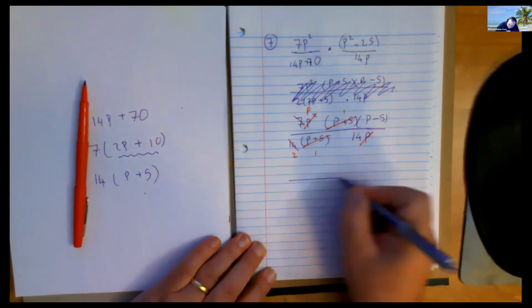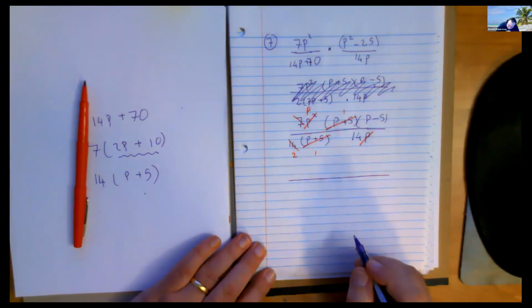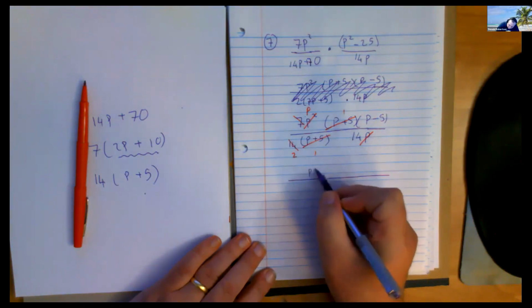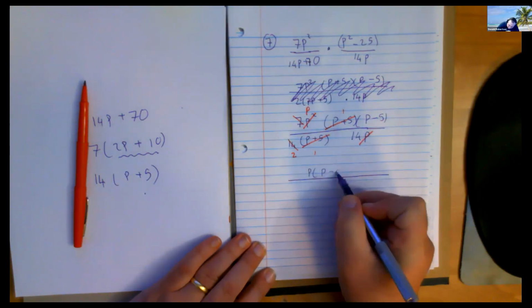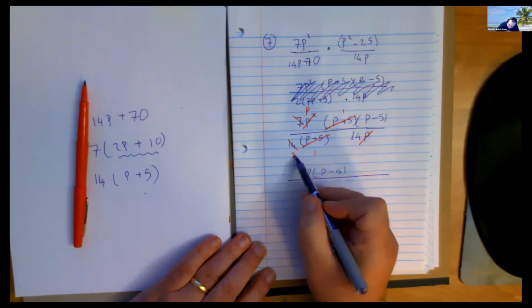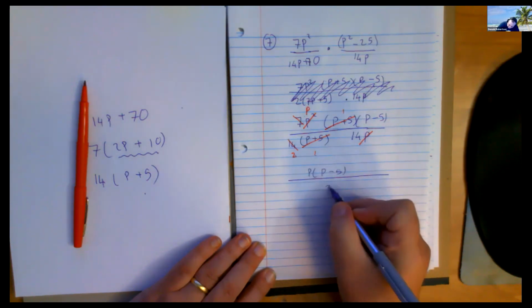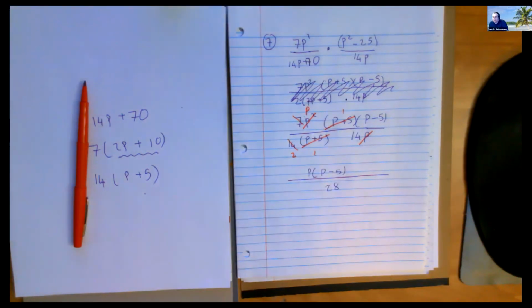Now, when I do that, let's see what we have left. I have a p. I have a p take away 5. In the bottom, I've got 2, a 1, and a 14, so I guess that's 28. And we are finished. Are we good?